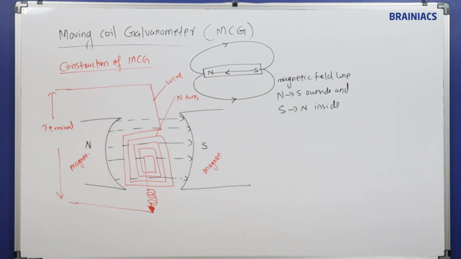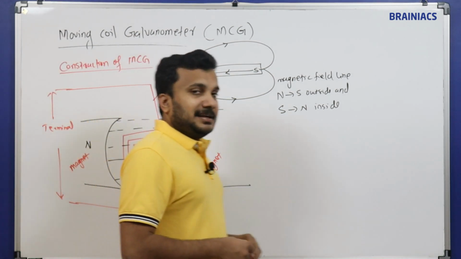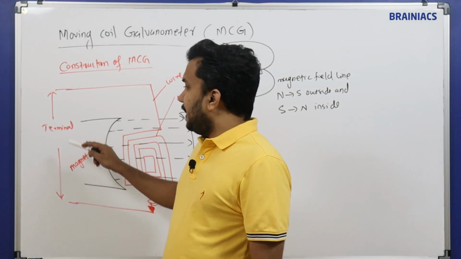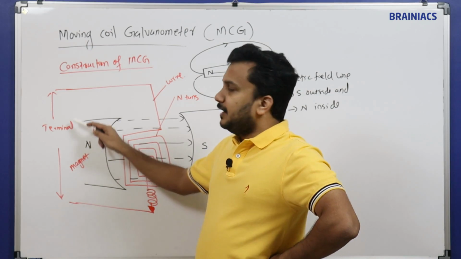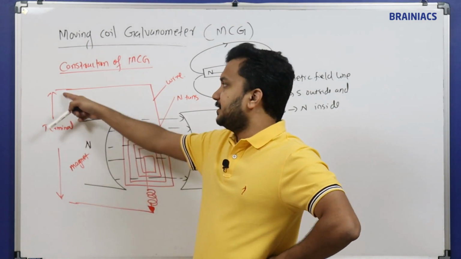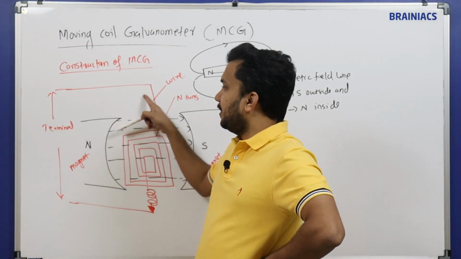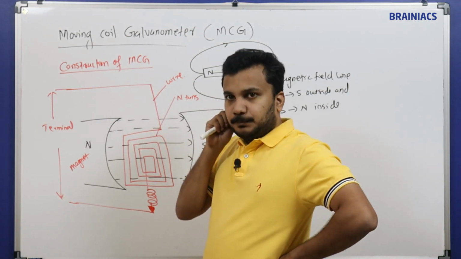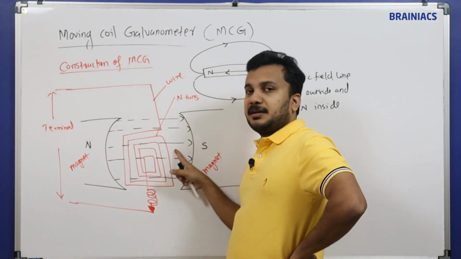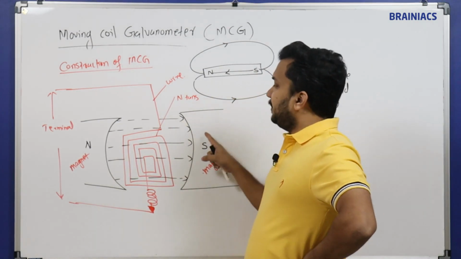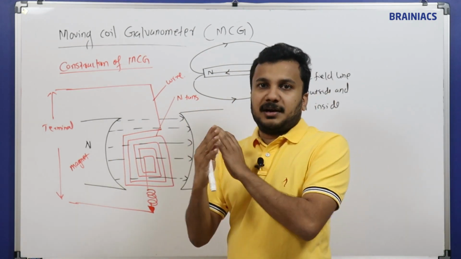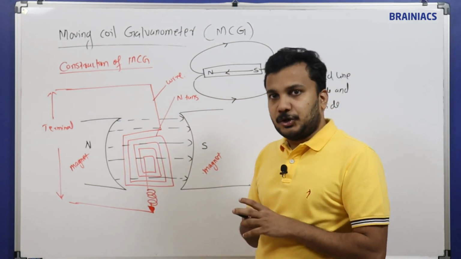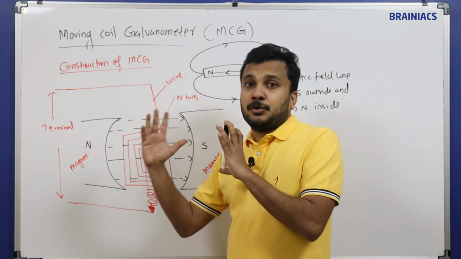So let's see what all the things will be here. This is a terminal. In the terminal area I will apply voltage or current. If I apply plus volt and minus volt, current will flow. When current flows, a current carrying coil is placed in a uniform magnetic field. So what will happen? The coil experiences a torque, and the coil will undergo rotation.